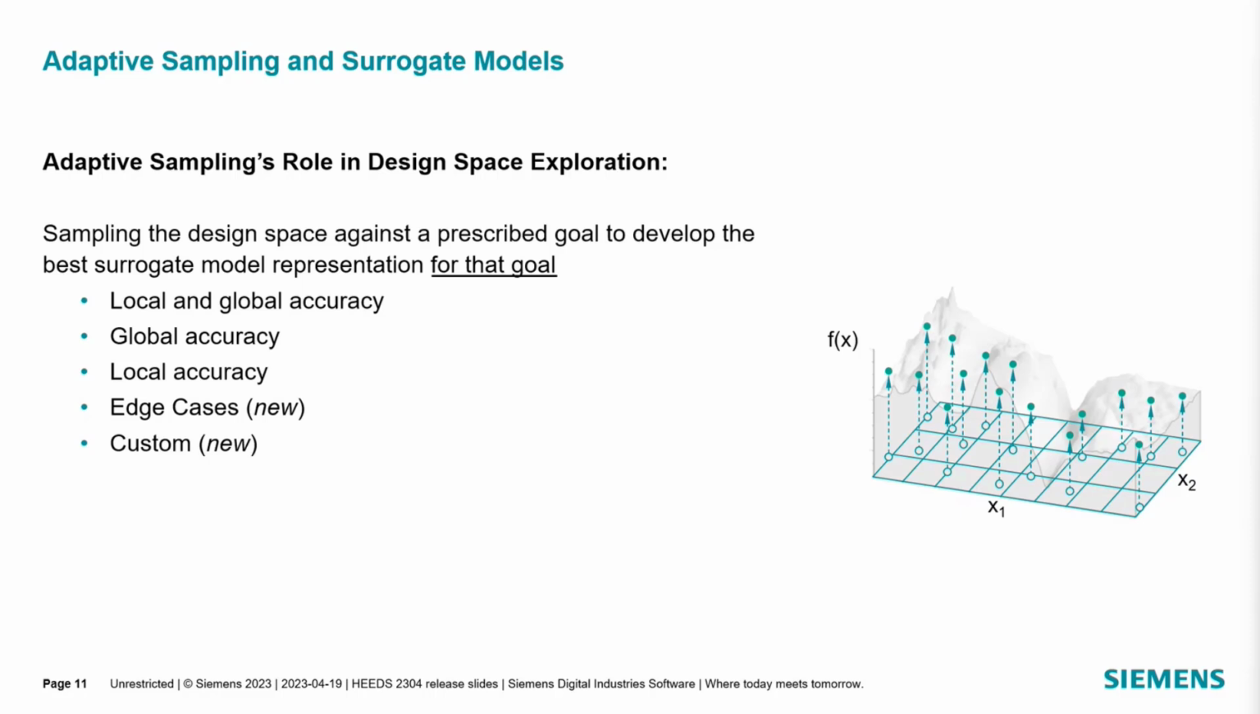Adaptive sampling is essentially goal-based, so not quite the same as optimizing for a particular goal. We're trying to characterize the design space and certain characteristics. Maybe we want to focus on local or global accuracy of surrogate models. Another use case that we've added to this is edge case detection. And that's essentially being able to detect where expected or unexpected situations occur across the design space.